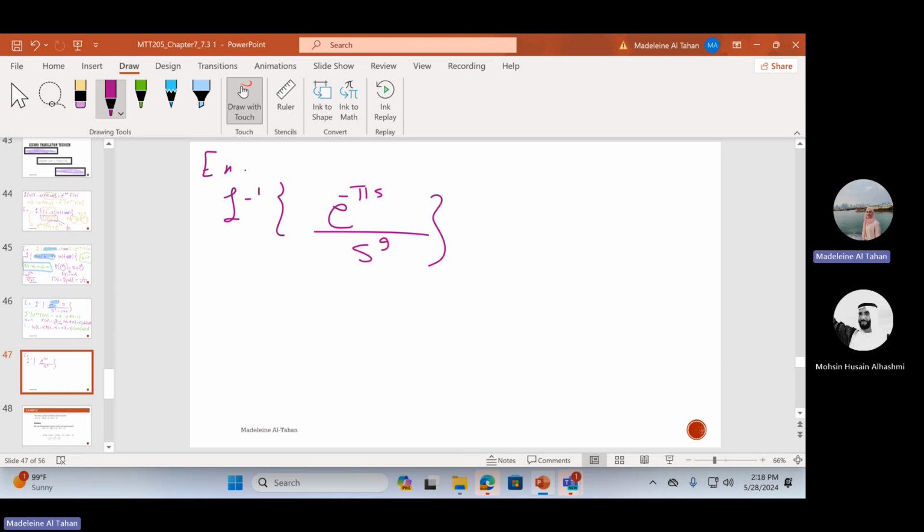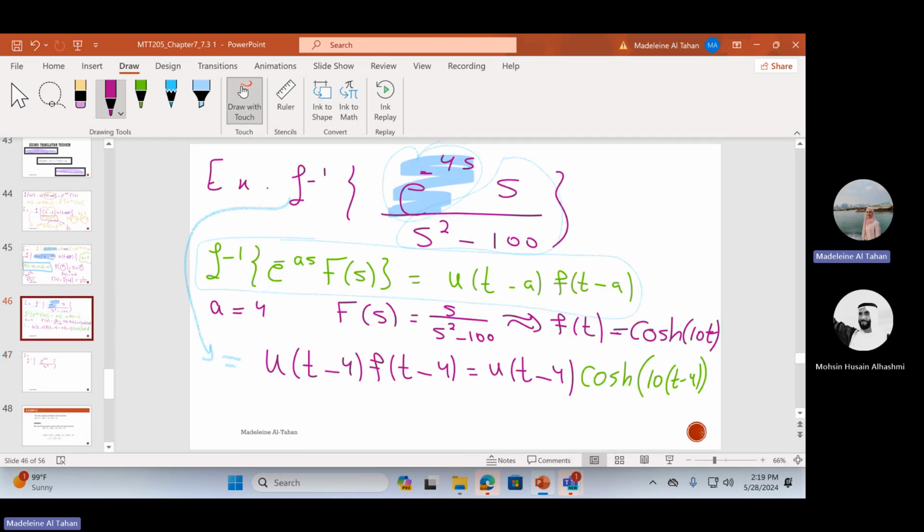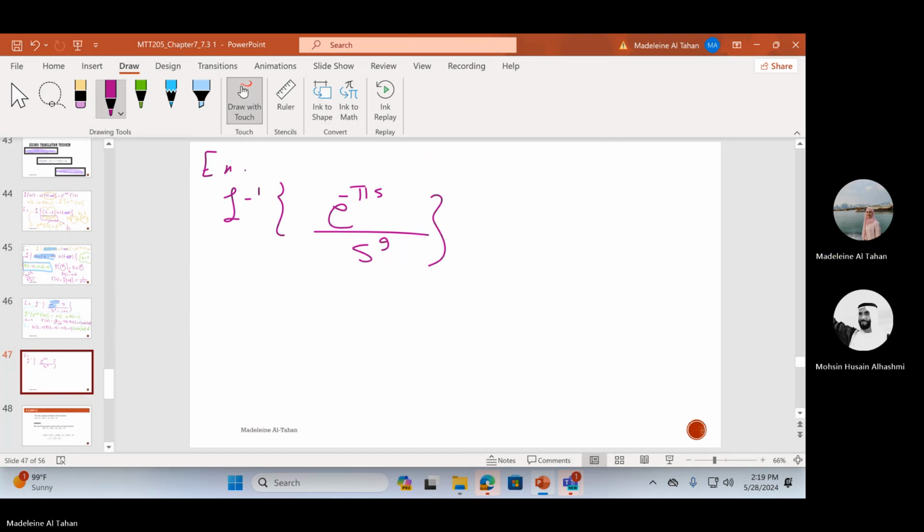S over s squared minus k squared. What's the Laplace inverse of that? Cosine kt. So let's compare this one. Here, what do we have? S over s squared minus 100. So k squared is 100. It means that k is what? 10. So it's cosine 10t. Did we get it now, Mohanad? Okay, Miss, if you are okay with what we explained before, please think about this exercise. We can solve it in pairs.